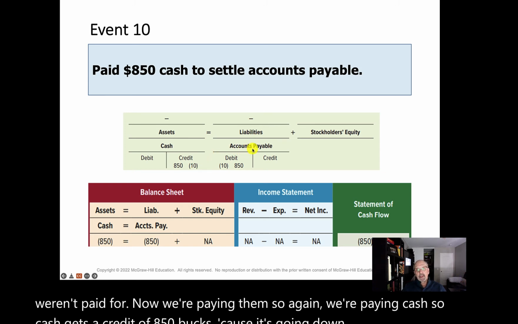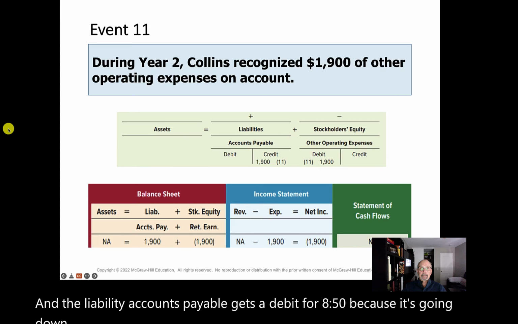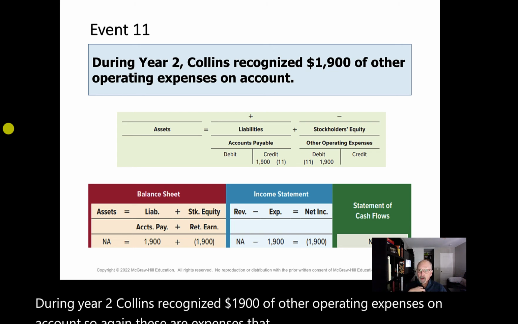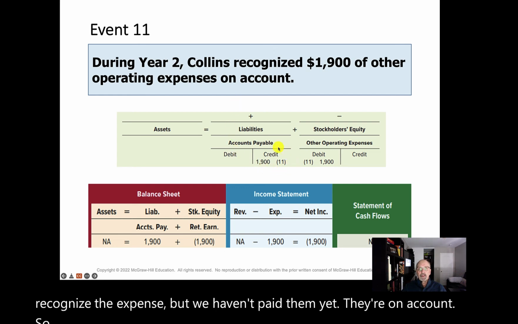And the liability accounts payable gets a debit for $850 because it's going down. During year 2, Collins recognized $1,900 of other operating expenses on account. So again, these are expenses that we've incurred, so we need to recognize the expense, but we haven't paid them yet. They're on account. So the on account portion is a credit to accounts payable.